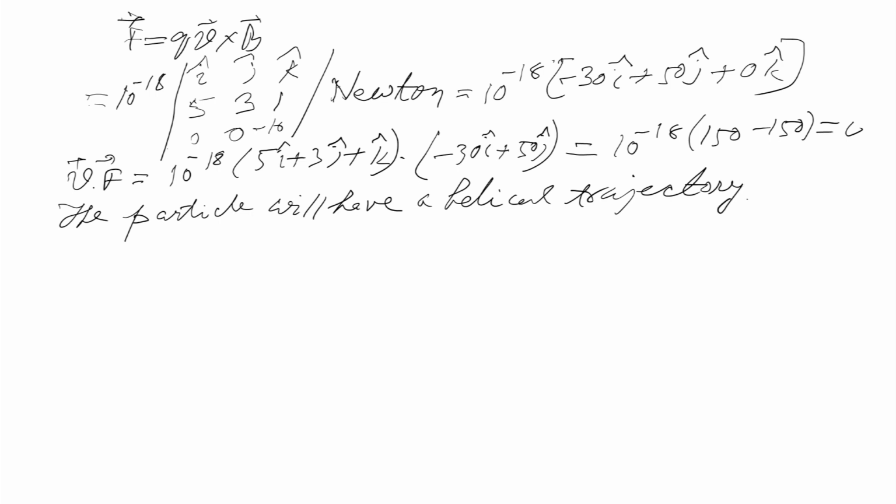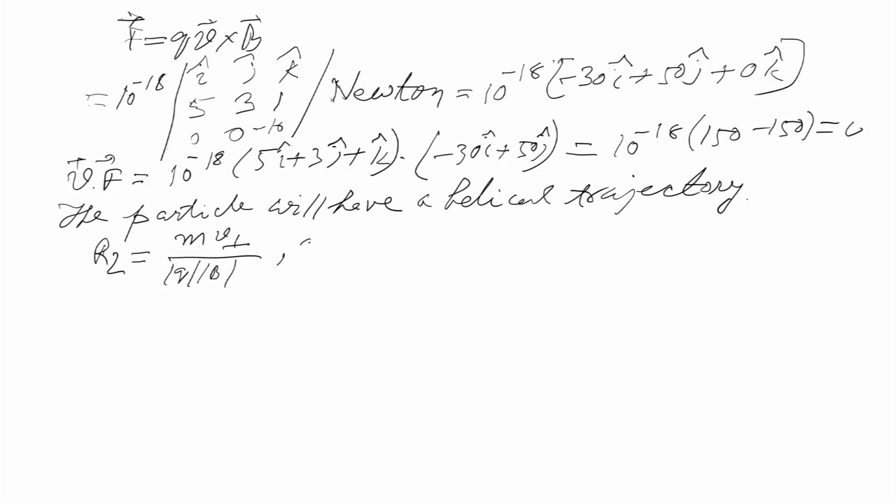So, this helical trajectory will have a radius, that is called the Larmor radius, as well as its pitch angle and the pitch. So, let us find those parameters. The Larmor radius R_L is given by the formula m times the perpendicular component of velocity divided by the charge and the magnetic field component.